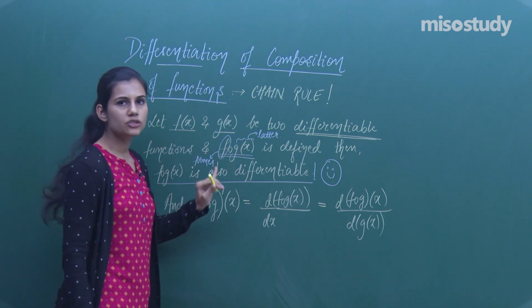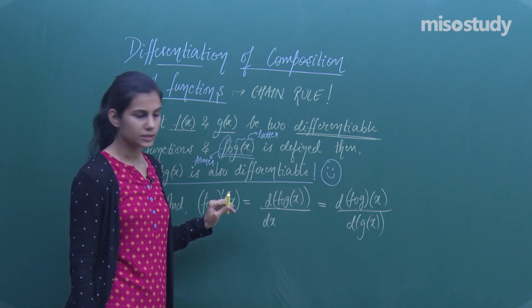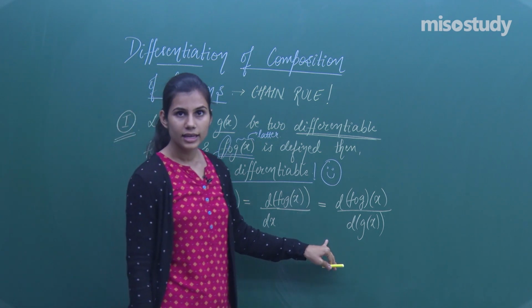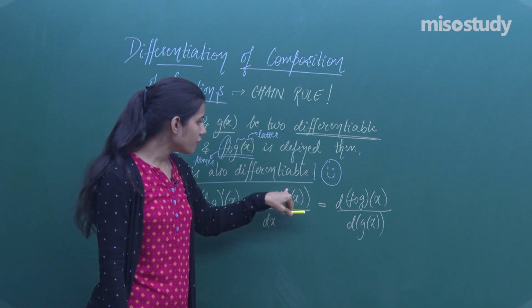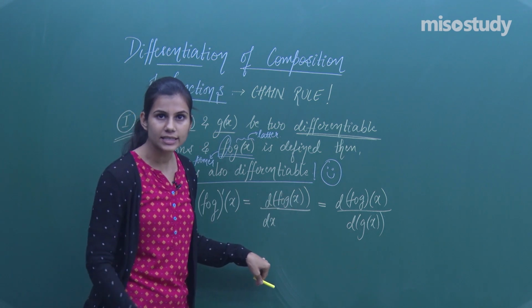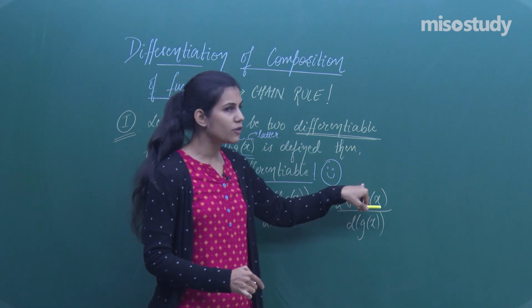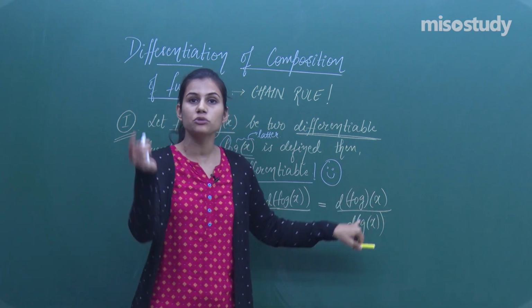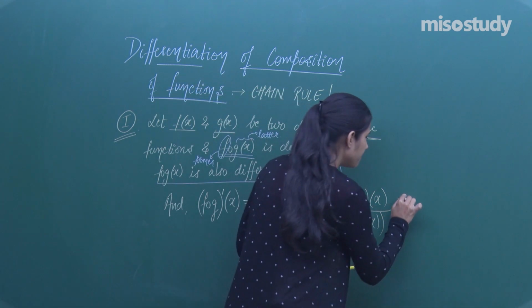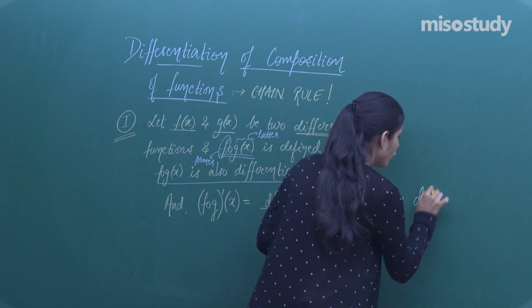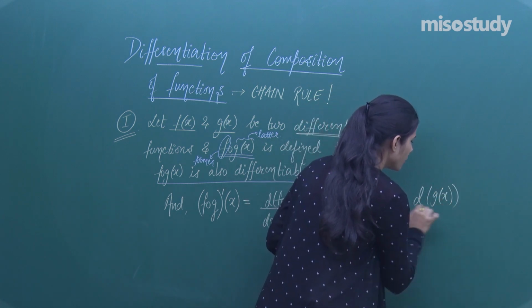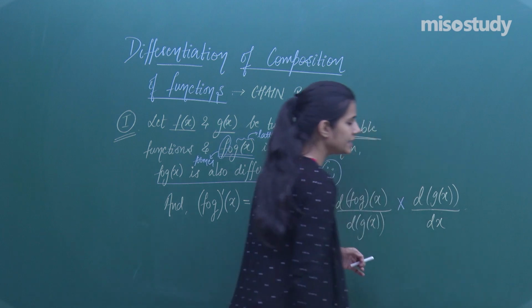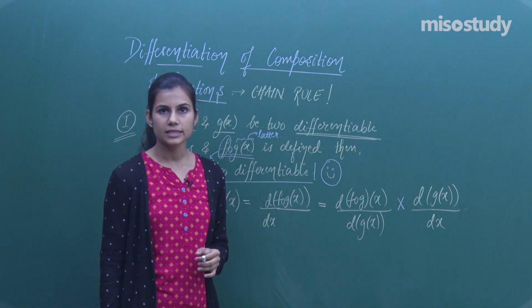Fine, these are the two functions involved in the composition f of g. What I did? In order to compute the derivative of f of g of x with respect to x, I am first computing the derivative of the composition function with respect to the latter function, multiplied by the derivative of the latter function with respect to x. The independent variable involved is x.